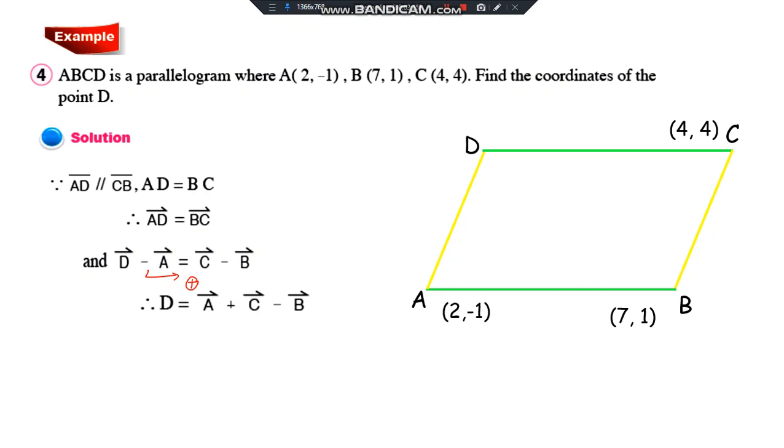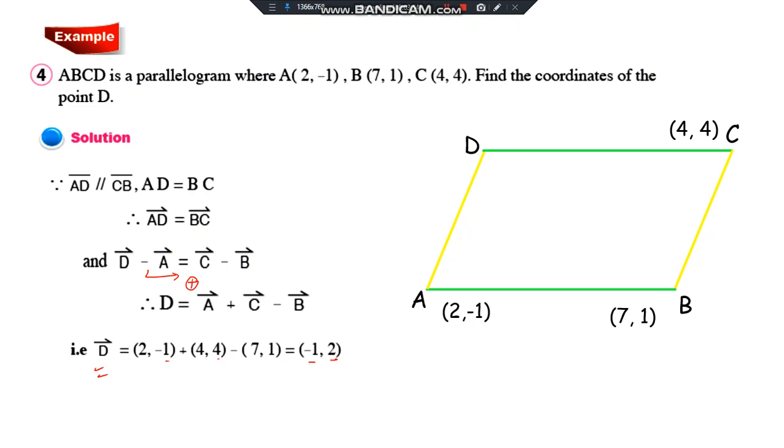By substitution, D equals (2, -1) plus (4, 4), which represents C, minus vector B, which is represented by (7, 1). So 2 plus 4 equals 6, 6 minus 7 will be -1, and -1 plus 4 equals 3, minus 1, which is equal to 2. So the coordinate of D will be (-1, 2).